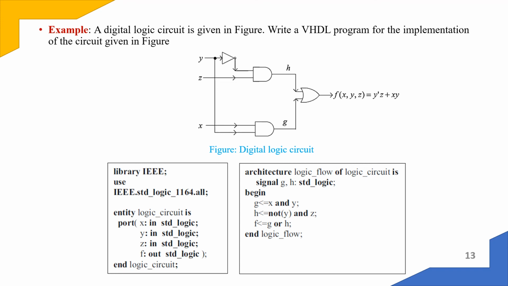To produce the architecture, as you can see, we have 2 signals, H and G, because they are not ports, they are just for connecting the input to the output, so they are signals. After the architecture and before the begin, we have to declare the signals. Okay, and after the begin, we have to define the operation for the output. First produce H and G, and after that produce the output.